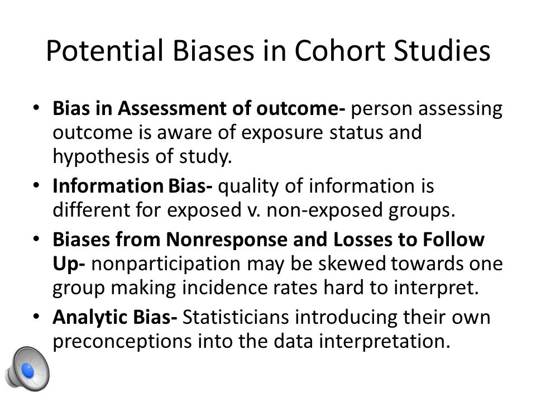There are several potential biases in cohort studies. Bias in the assessment of outcome is when the person assessing outcome is aware of exposure status and hypothesis of study. Control this by making the person making the disease assessment blind to the exposure status. Information bias is when the quality of the information is different for exposed versus non-exposed groups. This is especially true of historical studies, i.e. when a group with a disease has more procedures done.